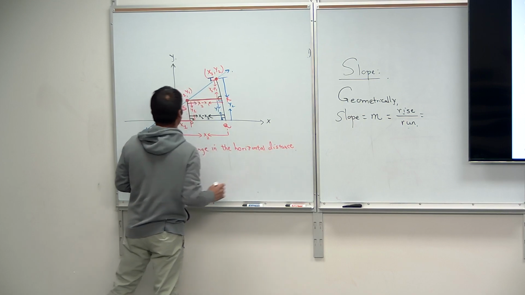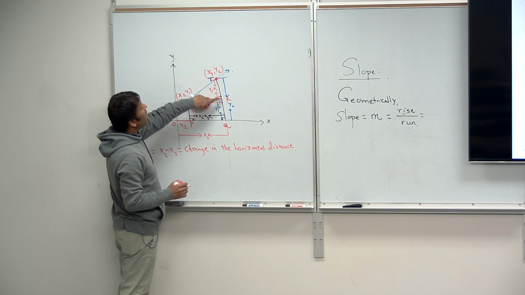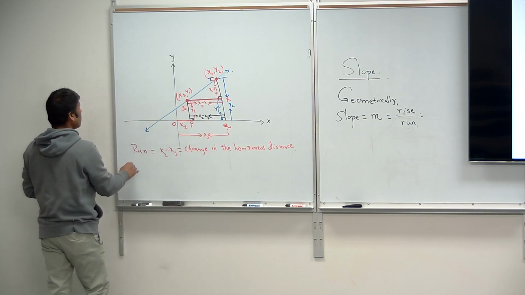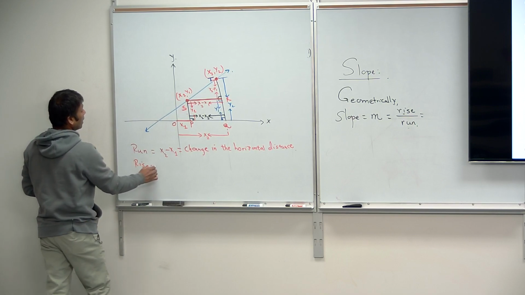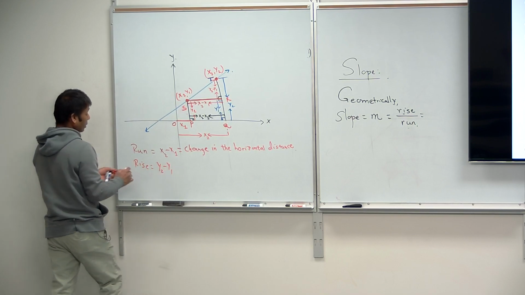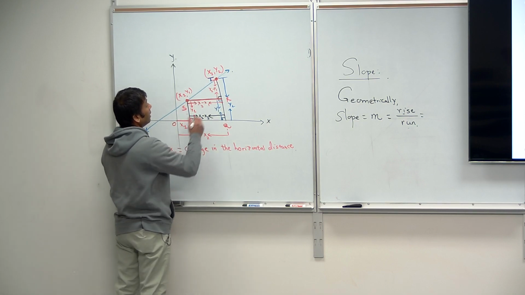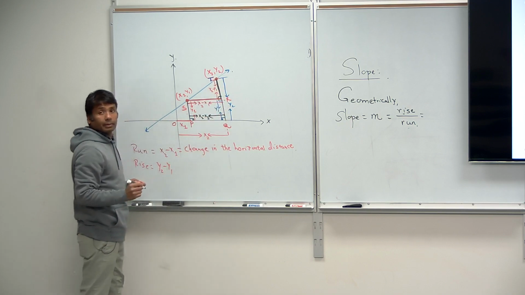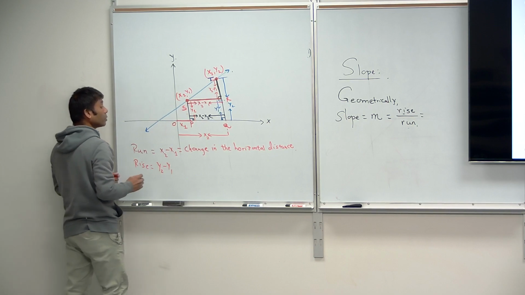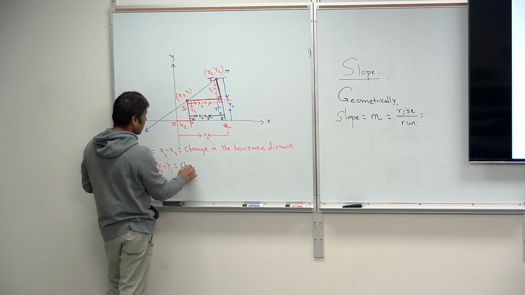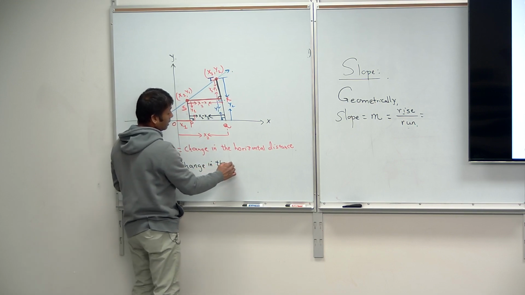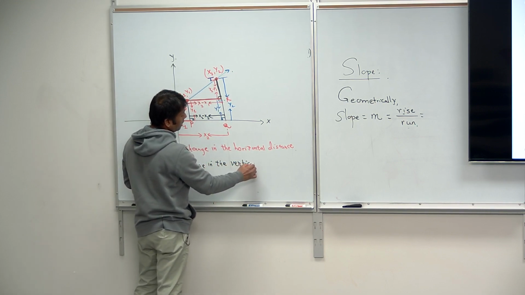So this is run, and this TR is called rise. You know what I mean? So rise is y2 minus y1. So this one is rise. Let me show that. This is rise, TR. And this is y2 minus y1. So this is the change in the vertical distance.